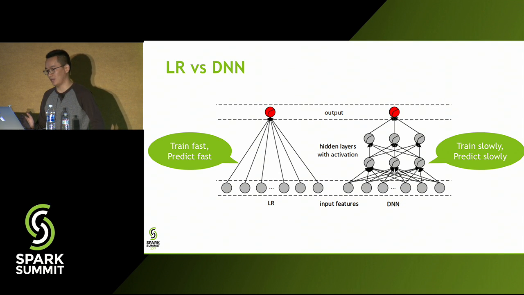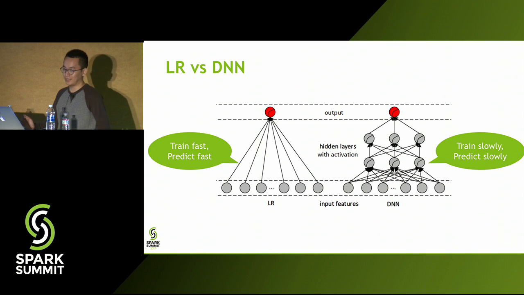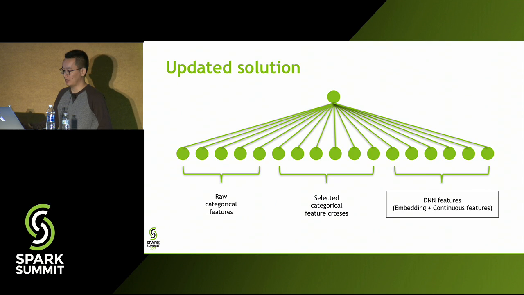intermediate layer can be viewed as a representation of the original input data. So in our updated solution, we use a DNN to learn some high-order features and then fit the features into a linear model at last. This is the architecture of our updated solution. We keep the raw category features and the most relevant cross features as part of the linear model input. And some of the continuous features, we put into a DNN to learn other high-order features.